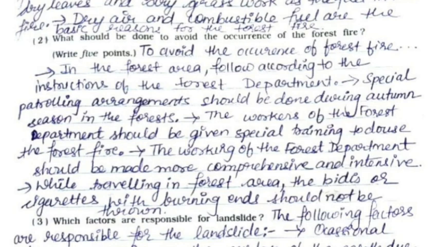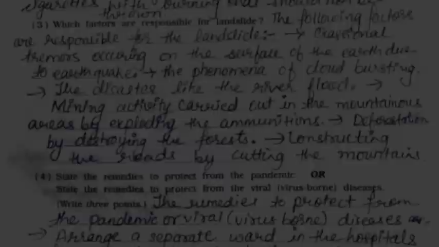Special patrolling arrangements should be done during autumn season in the forest. The workers of the forest department should be given special training to douse the forest fire. The working of the forest department should be made more comprehensive and intensive. While traveling in forest area, the BDs or cigarettes with burning ends should not be thrown.